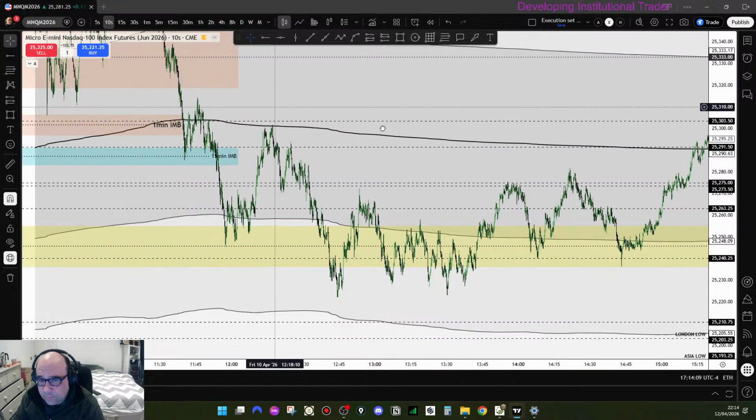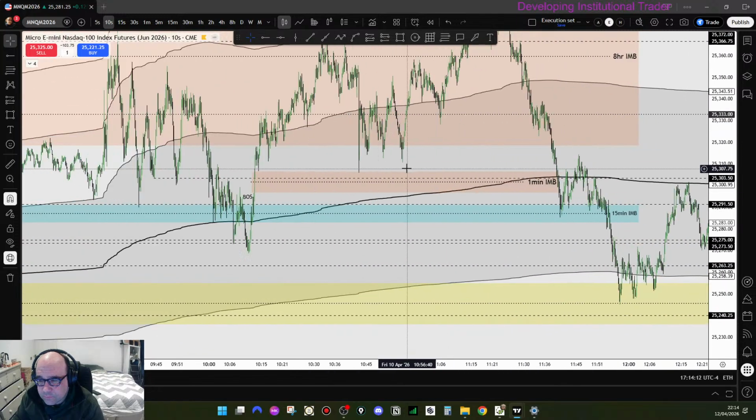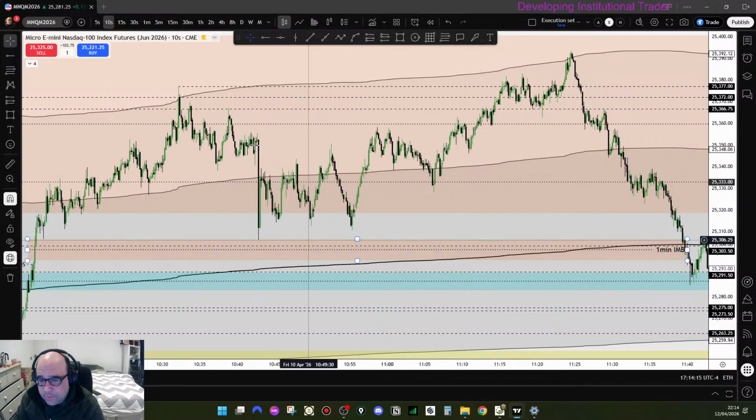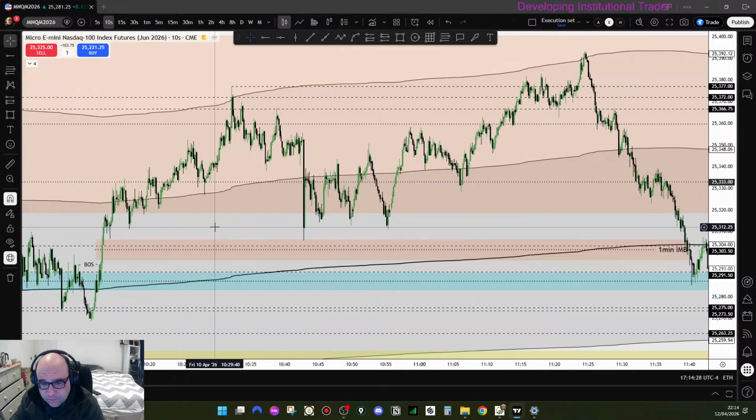So we see the market comes down to the 1 minute imbalance from this point, it respects it, and tries again to go higher. There is some manipulation. It took some liquidity from these lows, internal liquidity.